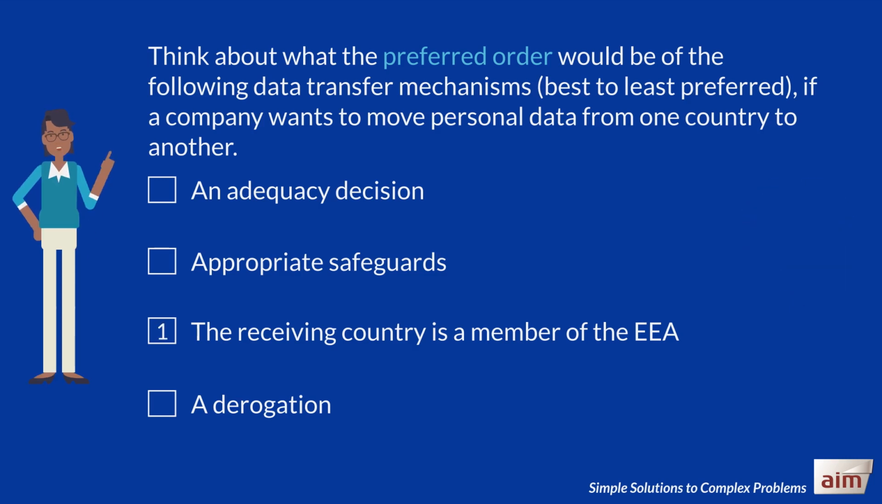One. The receiving country is a member of the EEA. Two. An adequacy decision. Three. Appropriate safeguards. Four. A derogation.